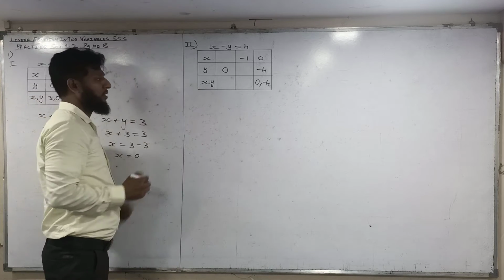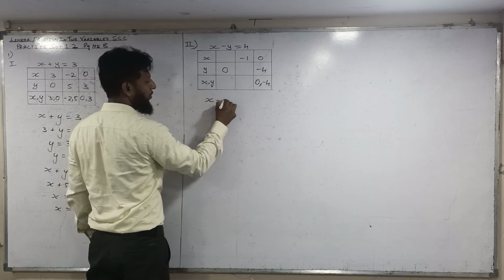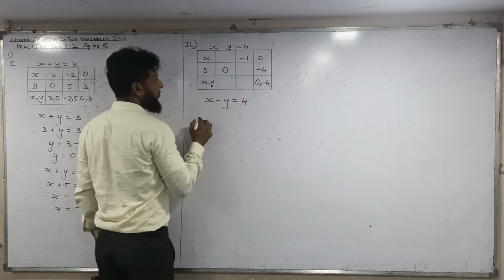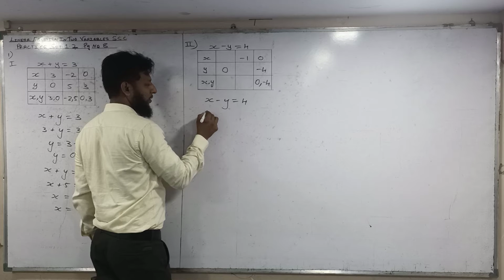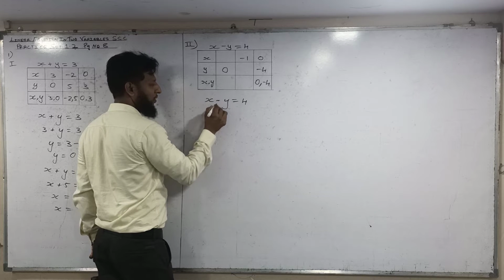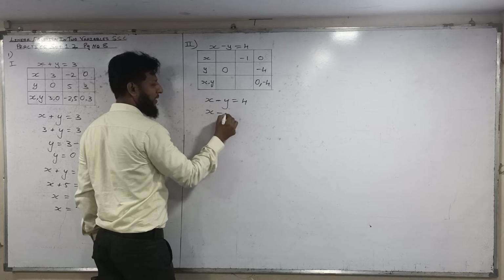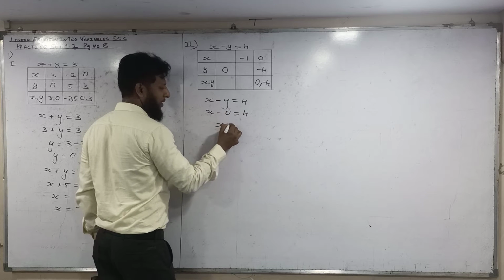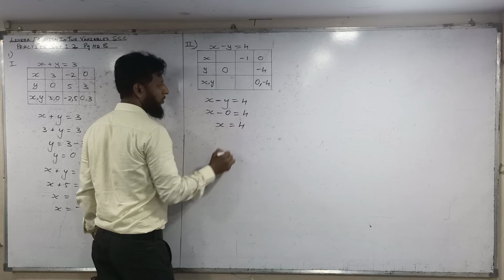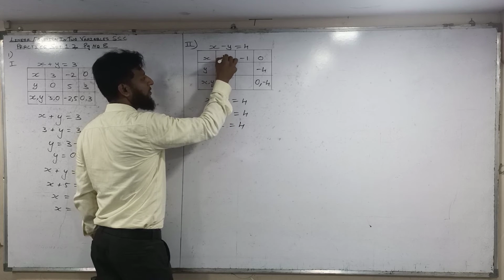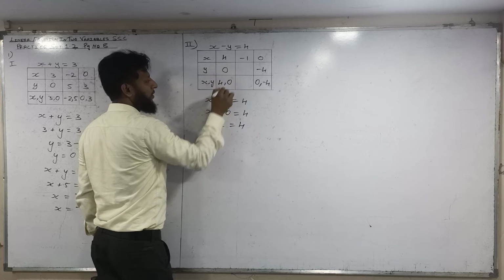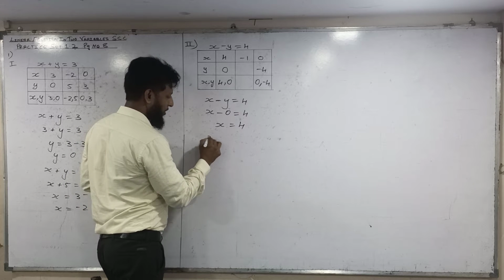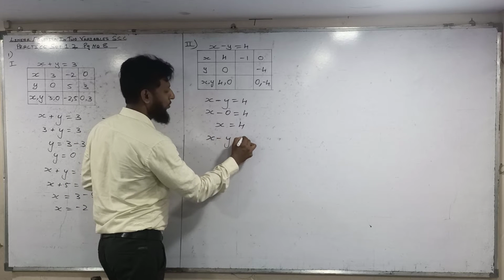Again, the second equation is x minus y is equal to 4. Here the y value is given as 0, so x minus y is equal to 4 becomes x minus 0 is equal to 4. Zero will never change with minus or plus, therefore x is equal to 4. So what is the value of x? 4 and 0.